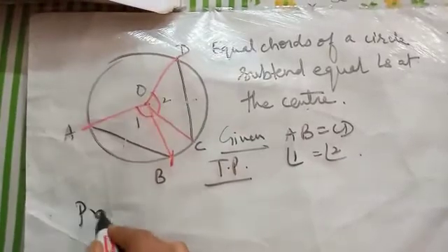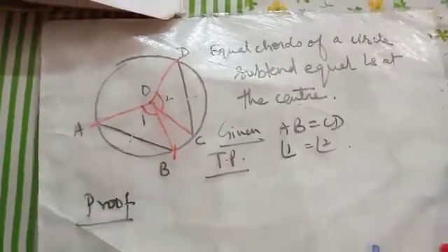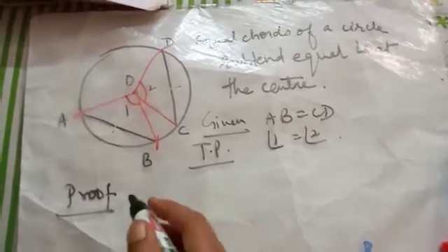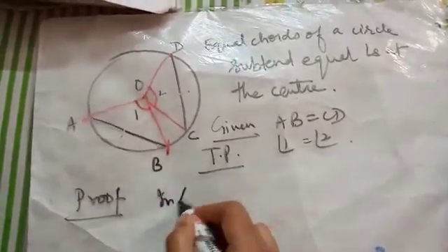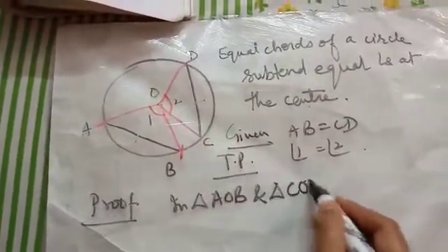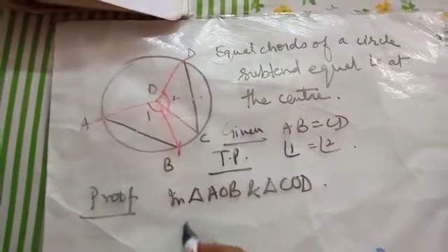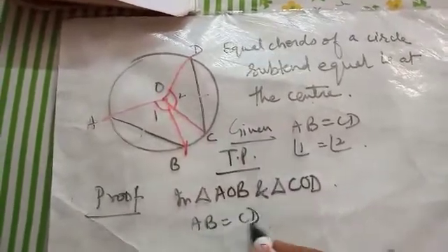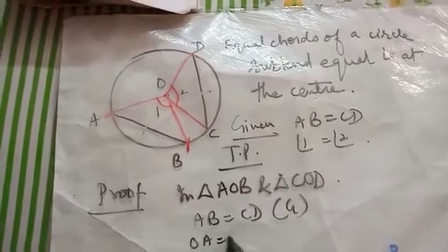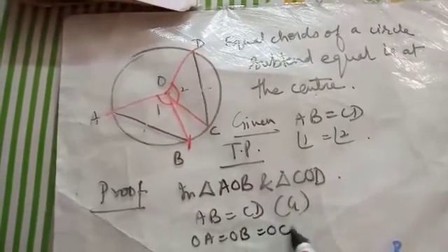Now the proof is very simple. If you can prove the congruency of these two triangles, you will be able to very easily show it. Now what will you prove? In triangle AOB and triangle COD, what will happen? AB is equal to CD. This is given to us because the chords are equal. Then I am writing OA, OB, OC and OD.